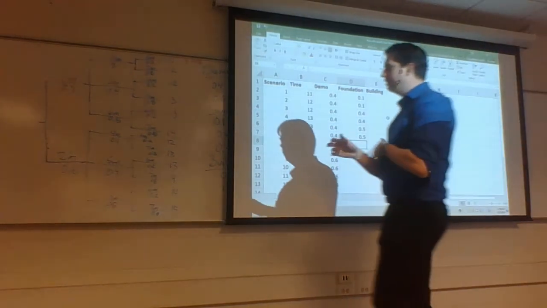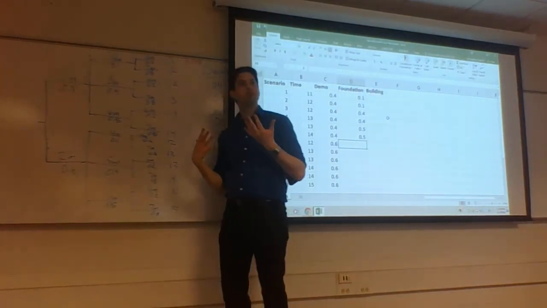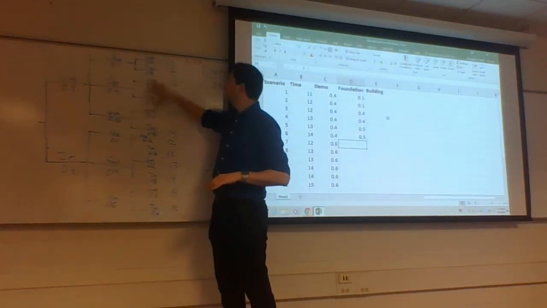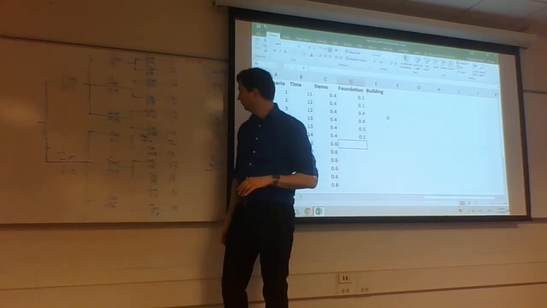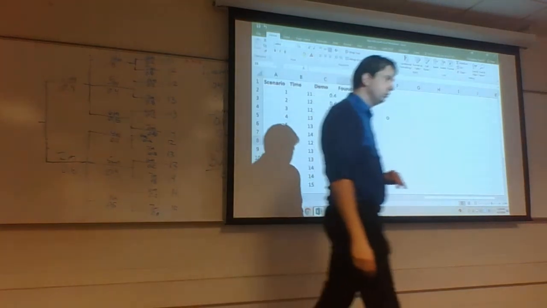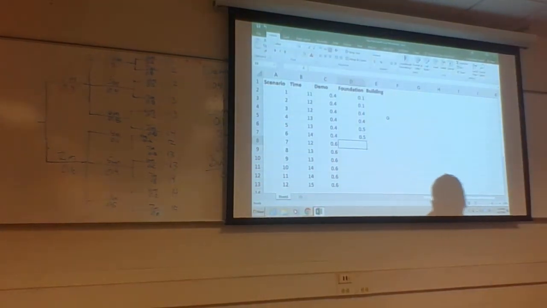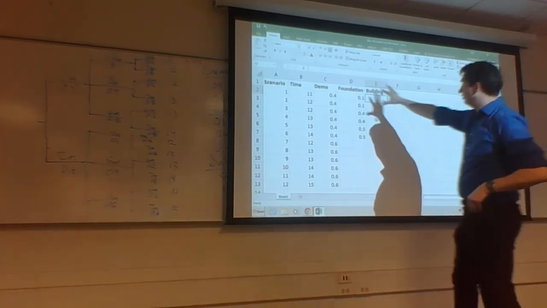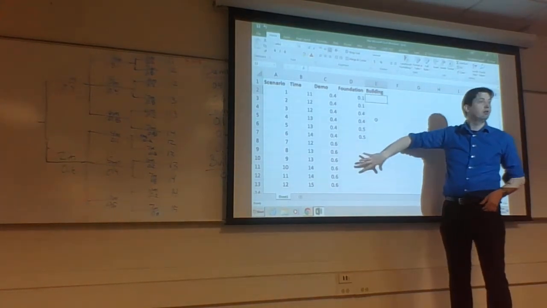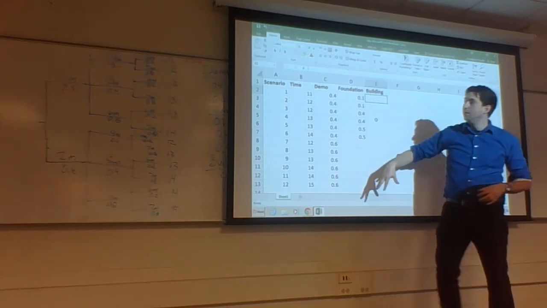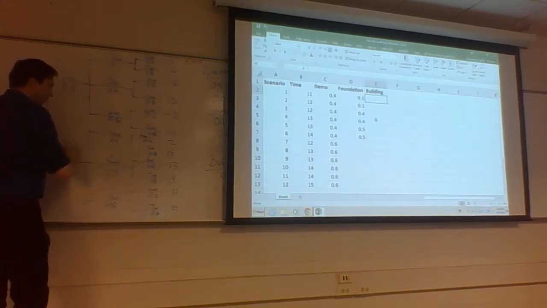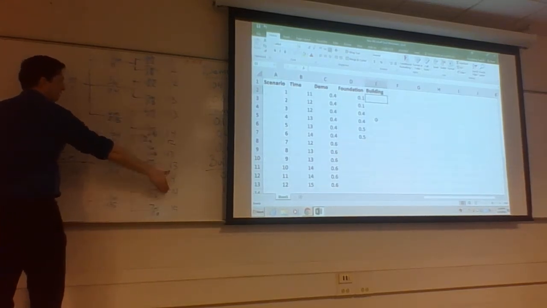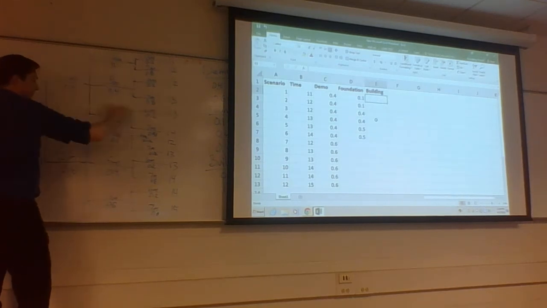Now, in this situation, everything is independent. So this right here is exactly like this right here. I want to finish this section, and then I can just copy and paste it right here. It'll be the same, because this tree right here is identical to this right here, obviously excluding the month part.